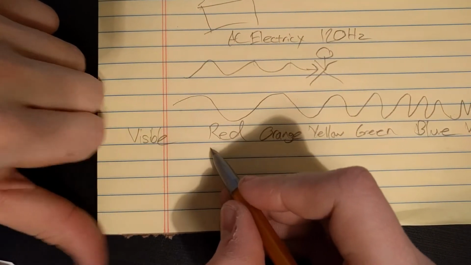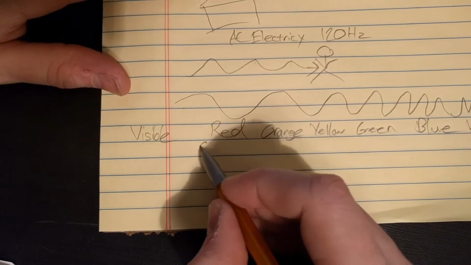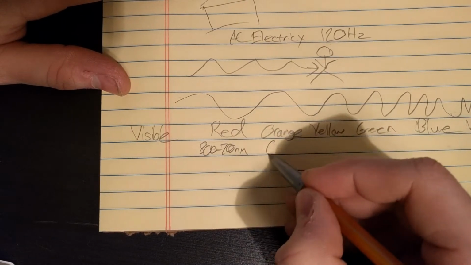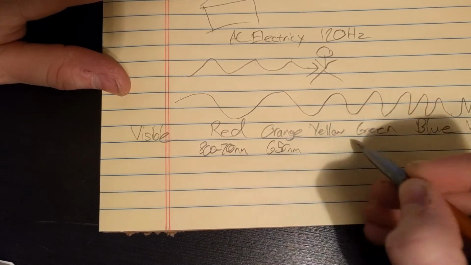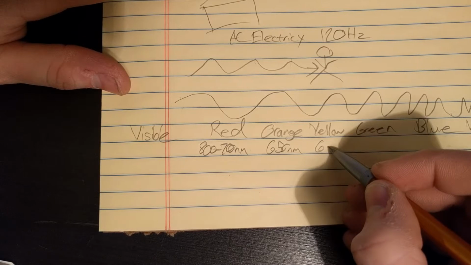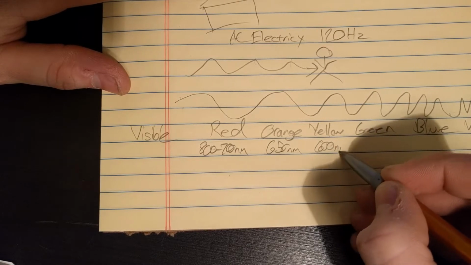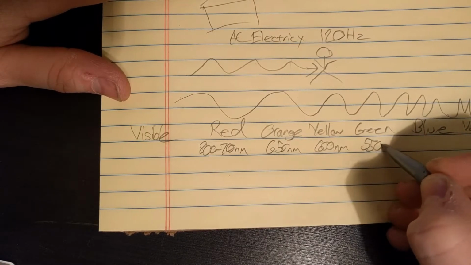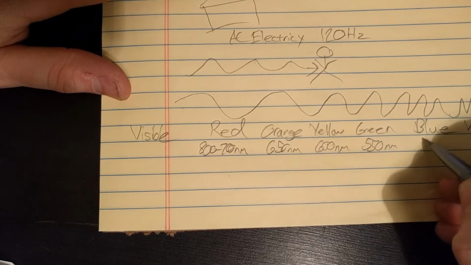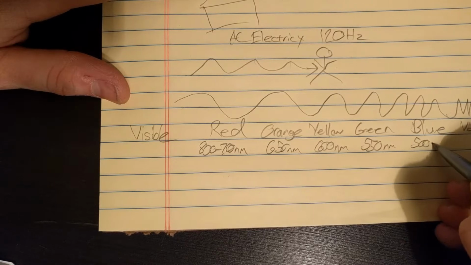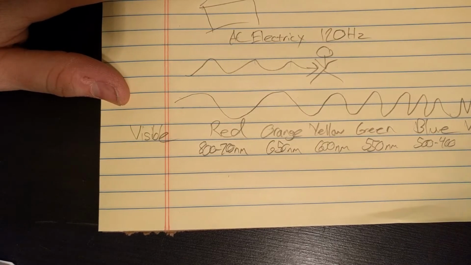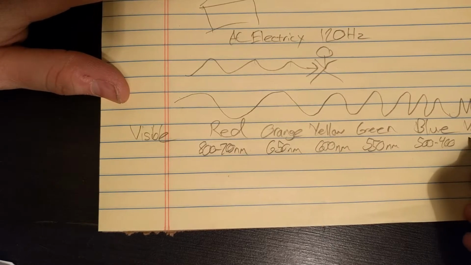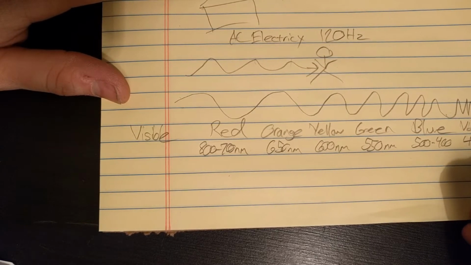Now red has a wavelength of approximately 800 to 700 nanometers. Orange is about 650 nanometers. Yellow is about 600. Green is 550-ish. Blue is about 500 to pretty much 400. Violet is the very small 400s. So maybe like 410 nanometers.